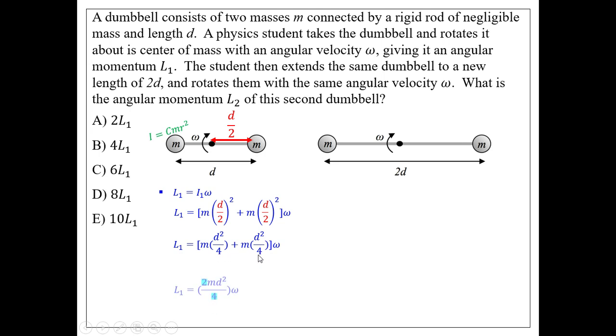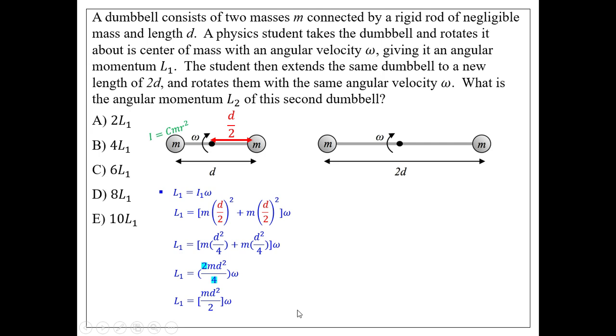So I'm just going to go ahead and rewrite it as 2 MD squared, because 1 plus 1 is 2, and then the denominator is 4, so I'm just going to carry that down. Omega remains on the outside. So once again, in this particular problem, 2 and 4 is going to cancel out to be just 1/2. So I'm just going to cross out the 2 and then reduce the 4 to a 2 on the bottom. So it's really just MD squared over 2, and then that's going to be omega on the outside.